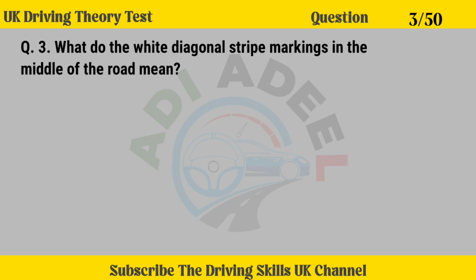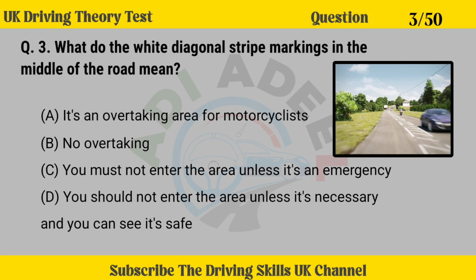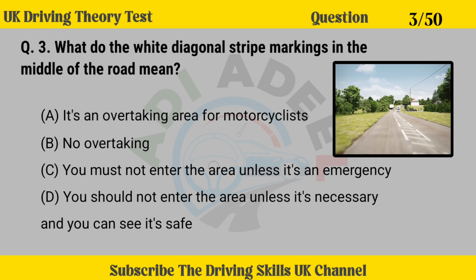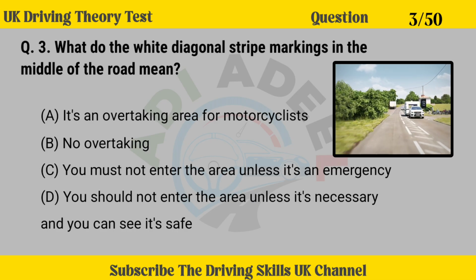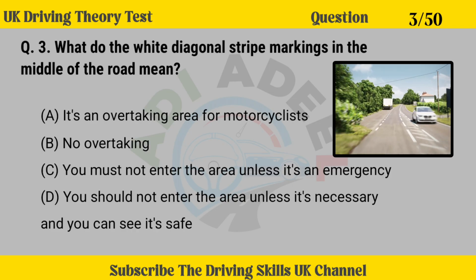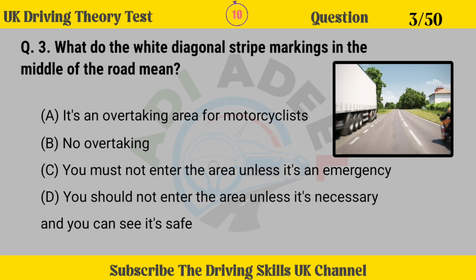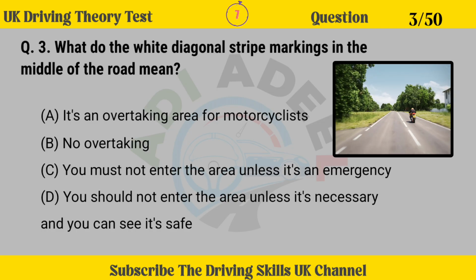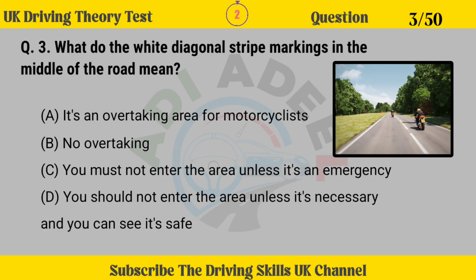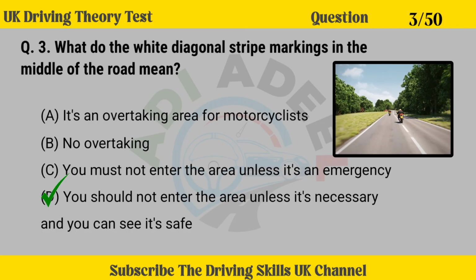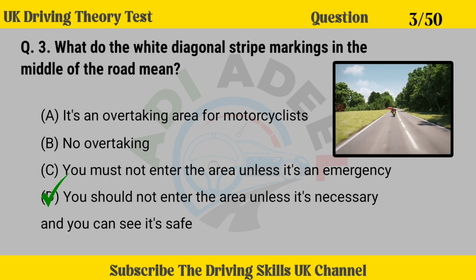Question 3. What do the white diagonal stripe markings in the middle of the road mean? A. It's an overtaking area for motorcyclists. B. No overtaking. C. You must not enter the area unless it's an emergency. D. You should not enter the area unless it's necessary and you can see it's safe. The right answer is D. You should not enter the area unless it's necessary and you can see it's safe.